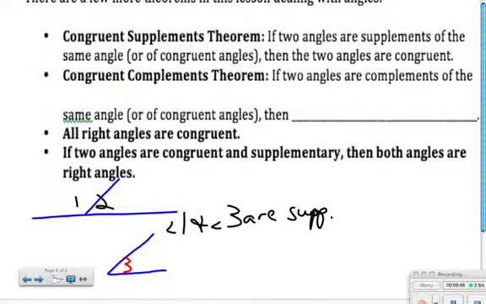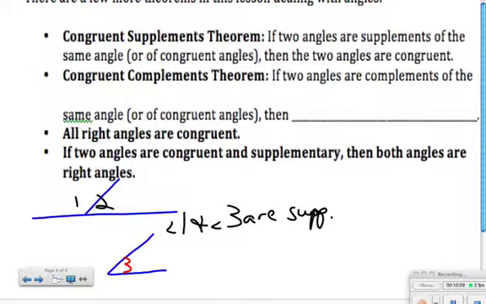2 and 3 are supplementary. Not that they're supplementary, look at them again. Congruent. They would be congruent, yes, and that's what the congruent supplements theorem is saying. If two angles are supplements of the same angle, then the two angles are congruent.